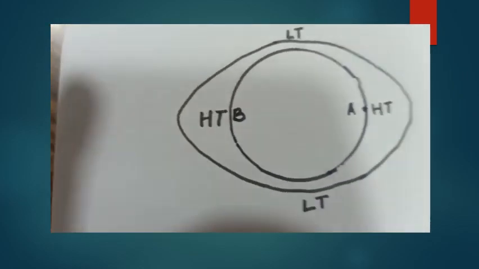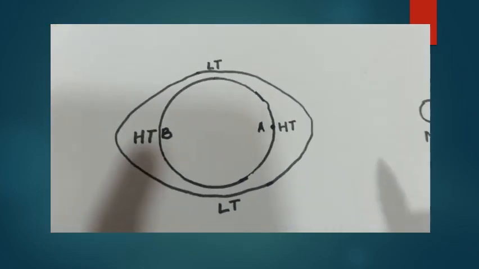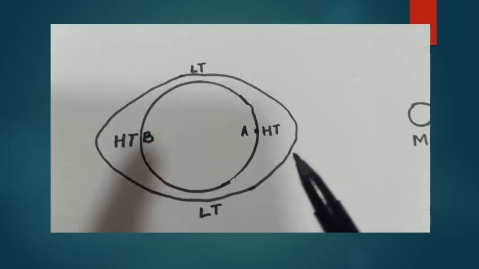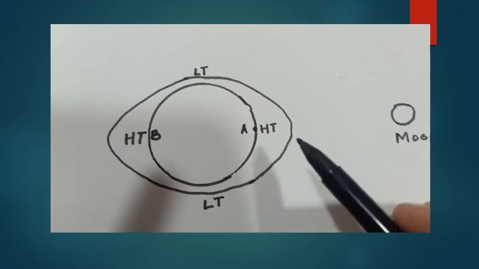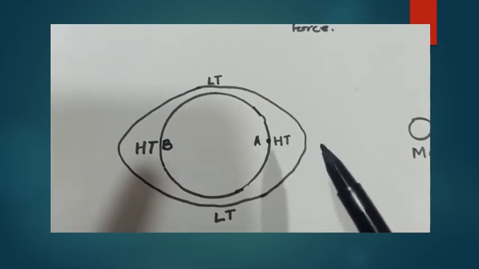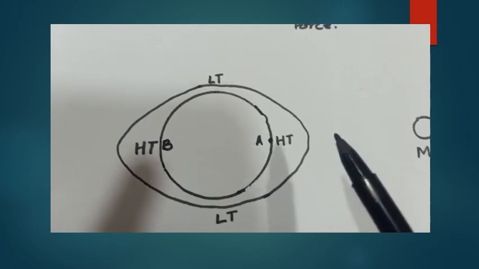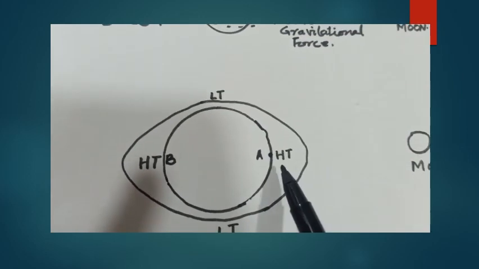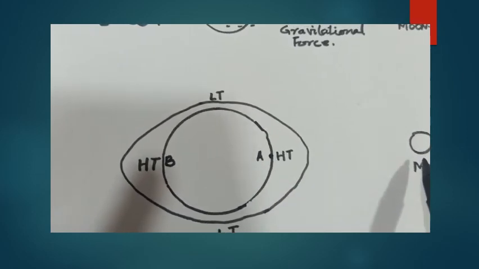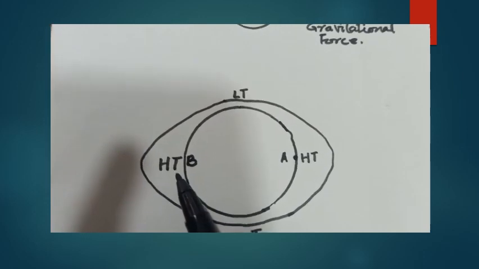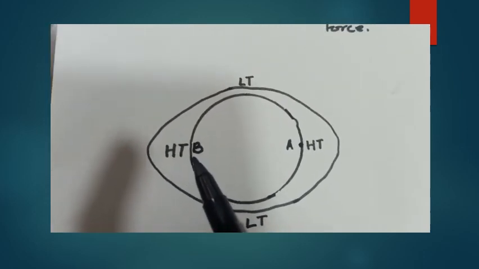So I'll repeat this once again. Let us say this is the moon and this is the earth. Each place on the earth has two high tides and two low tides. Point A, which faces the moon, has a high tide because of the gravitational pull. Point B has a high tide because of the centrifugal force.